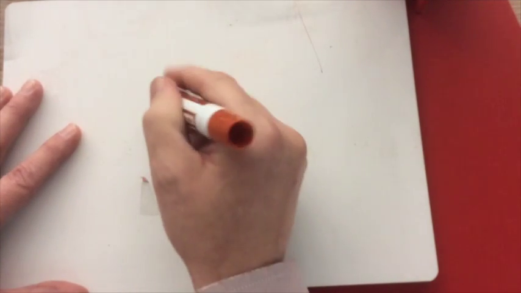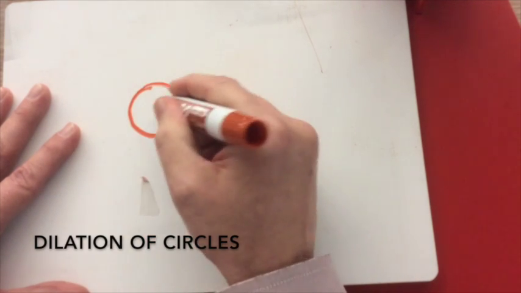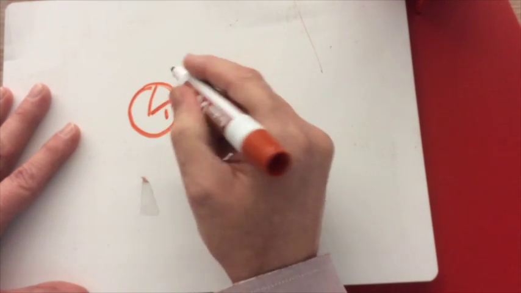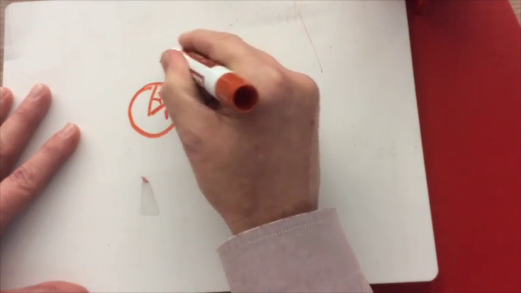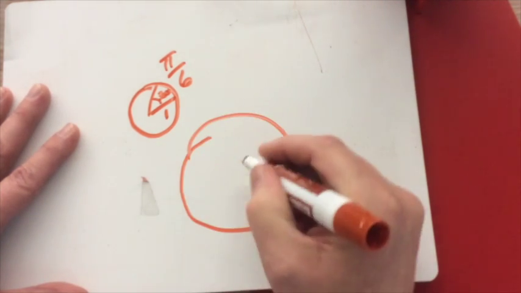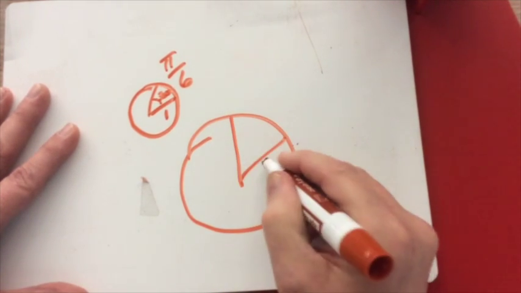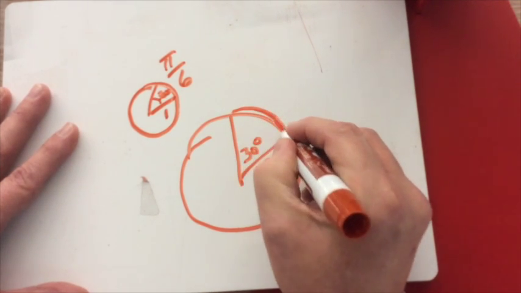That means if all circles are similar, right? And this is 1, and this is 30 degrees, and this is pi over 6. What if I had a circle that was bigger? This is 3, and this is 30 degrees. What's this going to be?